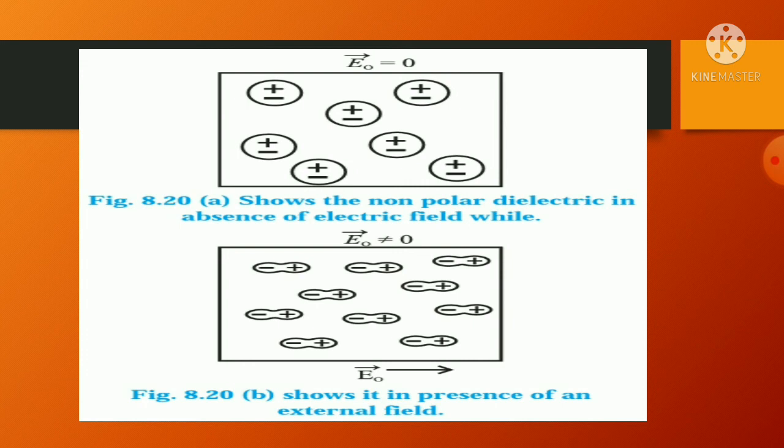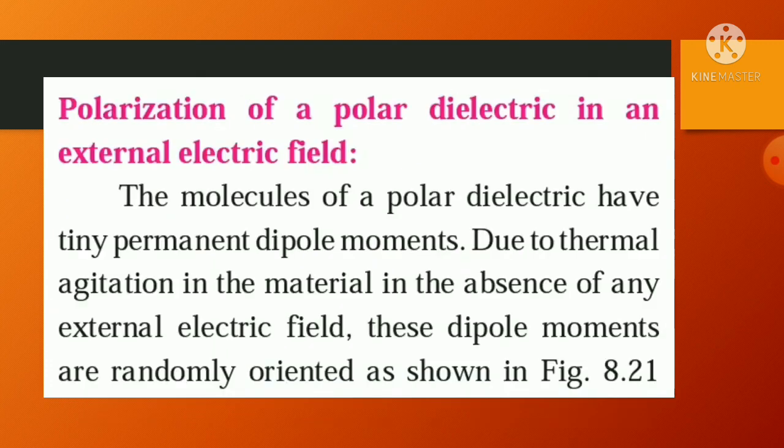So in this way, there is a regular arrangement of non-polar molecules in figure B. This is the explanation of non-polar molecules in an external electric field. Then we study the next point, that is polarization of polar dielectrics in an external electric field. When an external electric field is applied on polar molecules or polar dielectrics, the explanation is as follows.